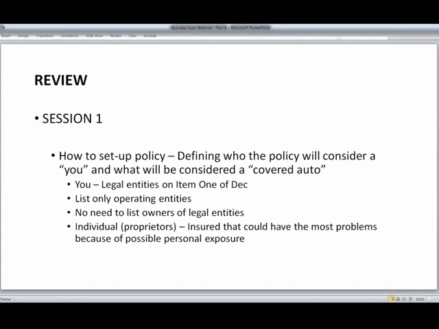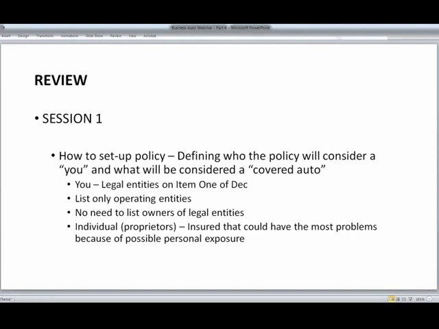Let's review. The first hour, section 1, we talked about how to set the policy up. We discussed how to make sure that you is the operating entity we are dealing with, and we would also talk about what is a covered auto, which would have to be involved in the accident that would cause the policy to respond. You is the legal entity on item 1 of the deck sheet. It should only be the operating entity. There's no need to list the owners of legal entities on the deck sheet.